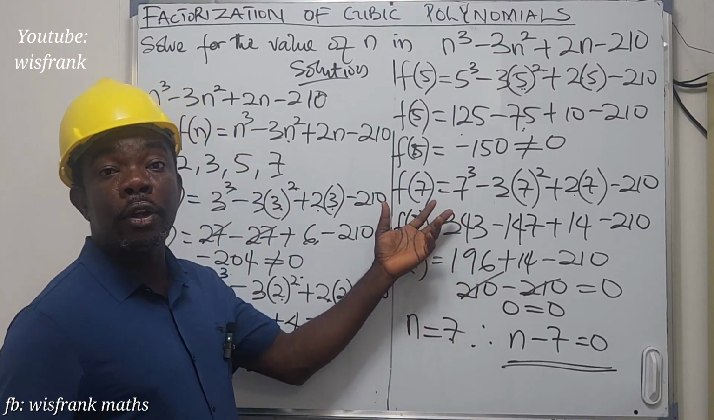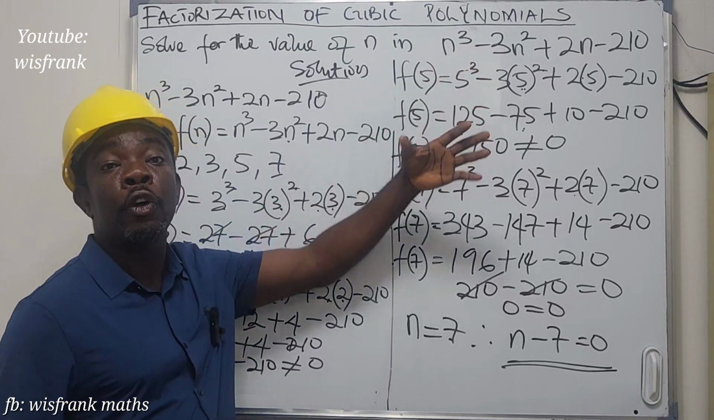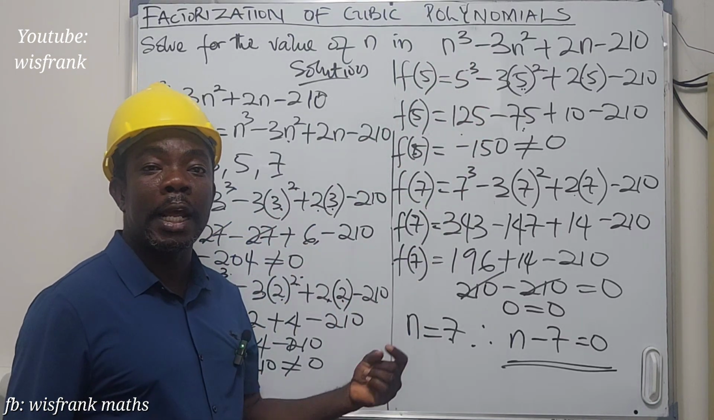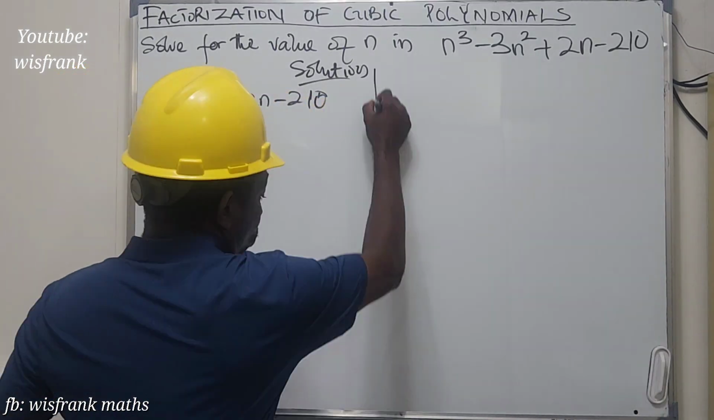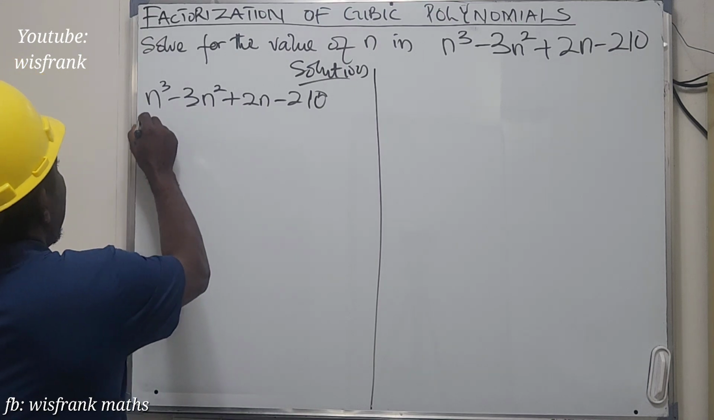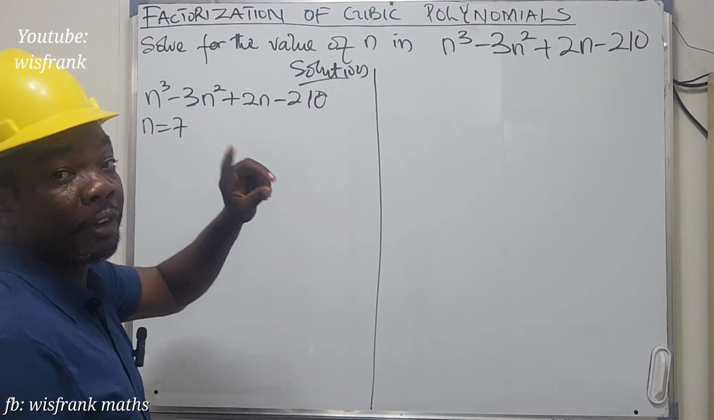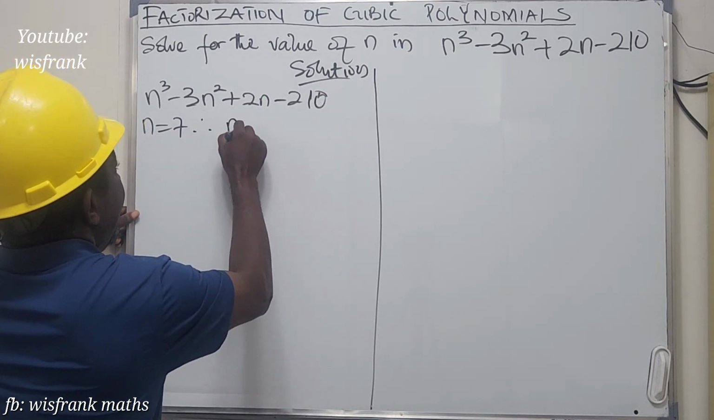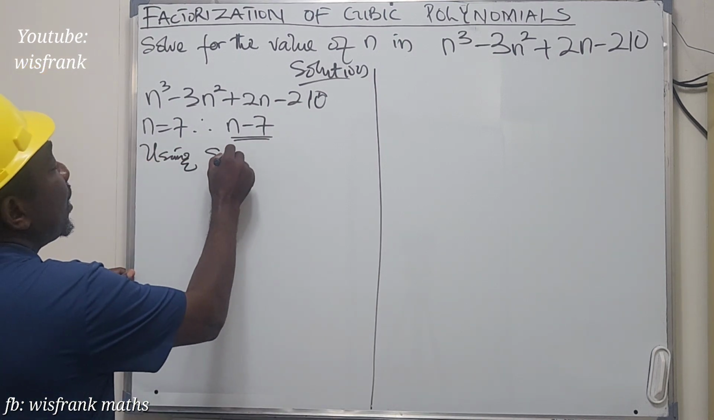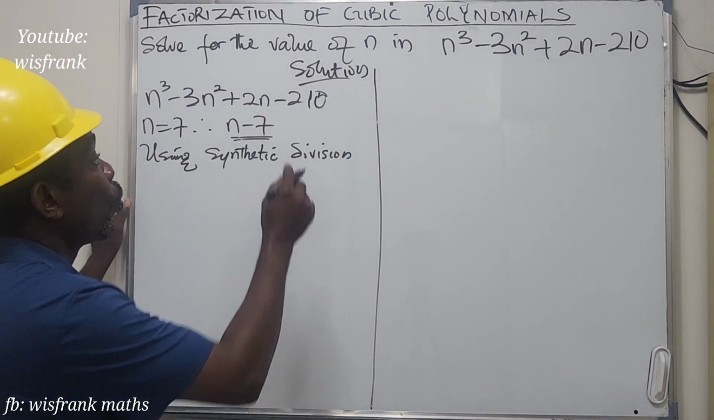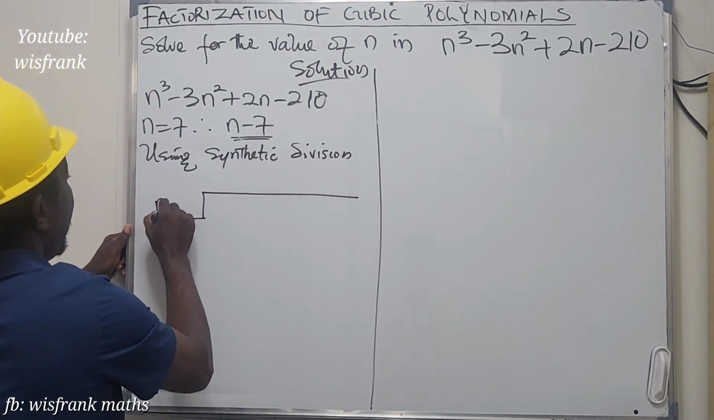So in this case, we are going to use synthetic division to divide this cubic polynomial, for us to see the other values of n that will satisfy this equation. As we said, n equals 7 is one of the factors of this equation. Therefore, n minus 7 is what we are going to use. We say using synthetic division. So with this method, we are going to divide this by this, which will give us something like this, n minus 7.